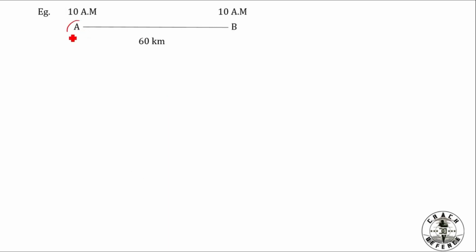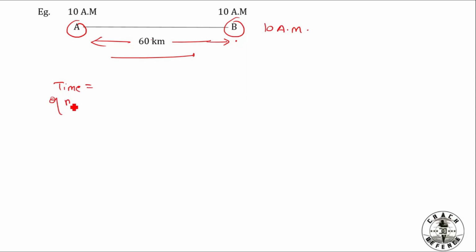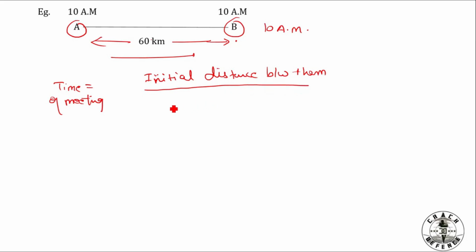If A is starting from this point and B is starting from this point at the same time, that is 10 a.m., and the distance between them is 60 kilometers, then we just put in the formula: time of meeting will be equal to the initial distance between them divided by the sum of their speeds.